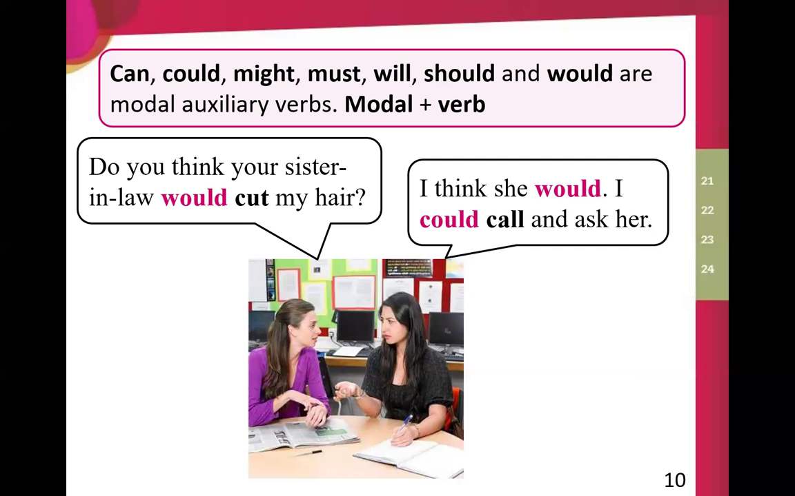Would means that she will agree or not. I think she would. I think she will agree. I could call and ask her. I can do that if you want. So it's a polite offering. So could here also is an auxiliary. Okay.